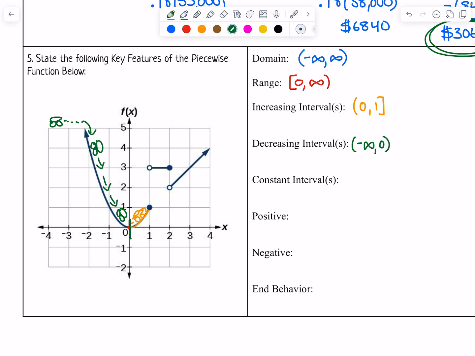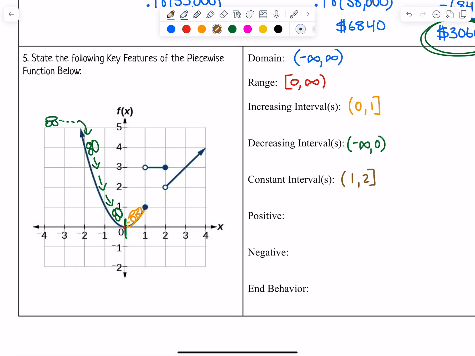Let me grab another color. Let's say from 1 to 2, it's constant. And we could put a bracket at the 2. And then it increases again from 2 to infinity. My little car is going up again at that point from 2, but it's not equal to 2. So let's put 2 to infinity for increase. And then the constant was this one where my little car didn't go up or down. It just jumped up there and stayed flat. We're pretending.